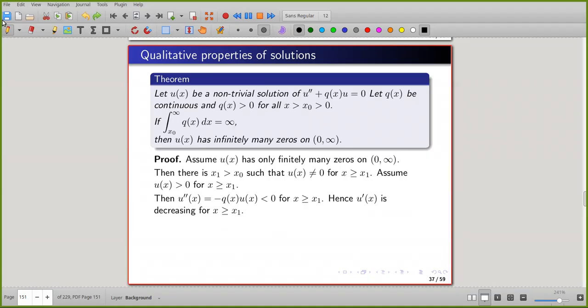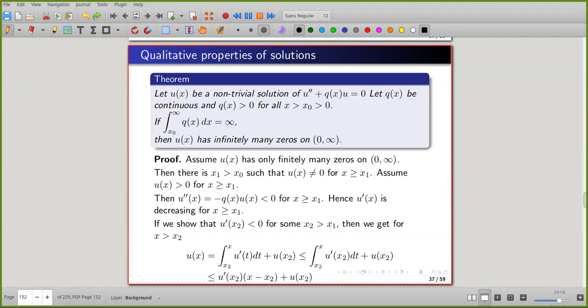All right. Then u double prime x is equal to minus q of x times u of x, and this is strictly less than 0. That is because we know that u of x is positive, and we know that q of x is positive, therefore the product is positive, and when we take the negative, it's going to be negative for all x greater than or equal to x1. Hence u double dash x is negative, hence u dash x is decreasing for x greater than or equal to x1. Okay.